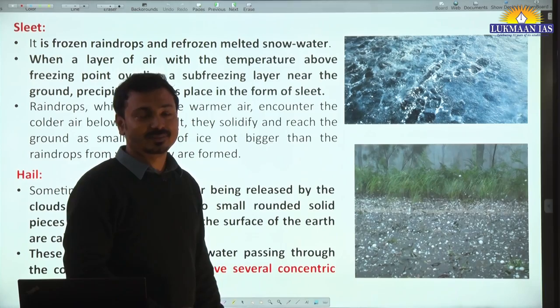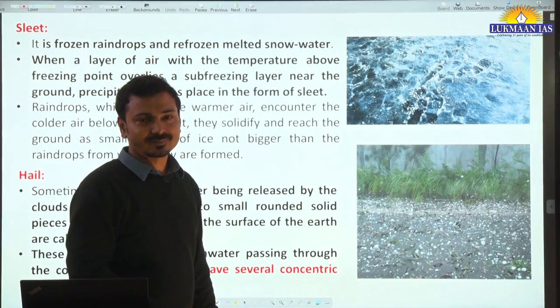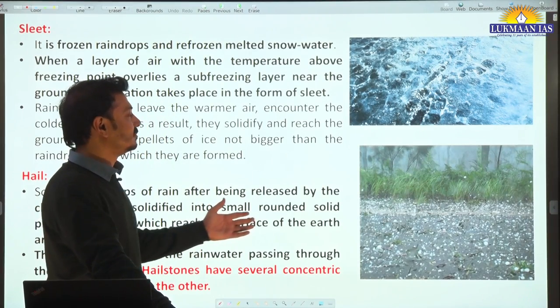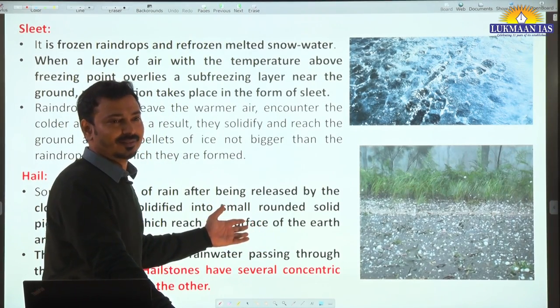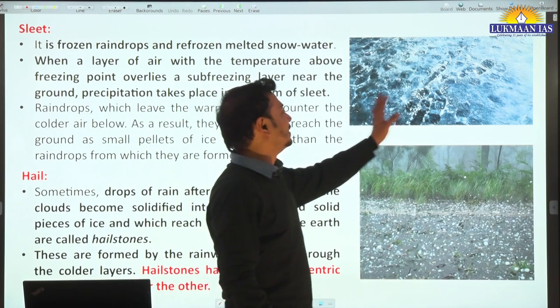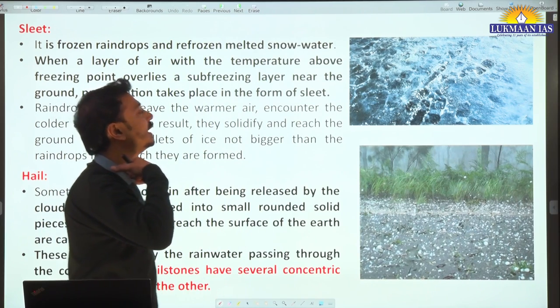क्या बोलते हैं हिंदी में स्लीट को? I don't have idea. ठीक है, but hailstorm को तो क्या बोलते हैं हम? ओले. हाँ, तो I don't know what is said in Hindi. ठीक है, तो स्लीट ये होता है, generally it is found in higher latitudes.